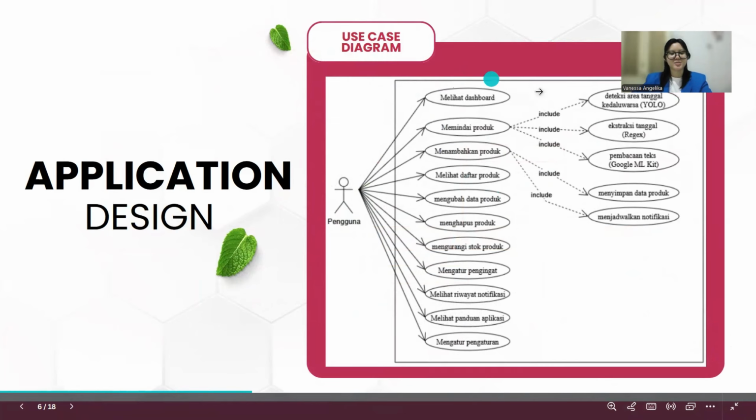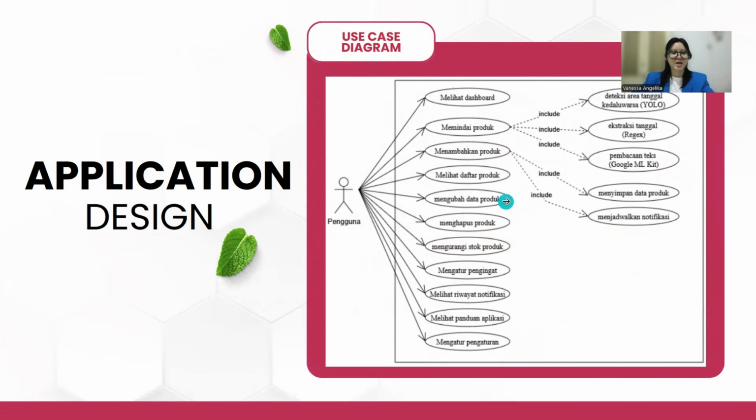This slide represents the use case diagram of XP-Track, which allows users to scan food products, detect and recognize expiry dates, save product information, manage food inventory, receive expiry reminder notifications, view the product list, and also view the scan history. These features are integrated into a single Android application to support household food stock management easily and effectively.